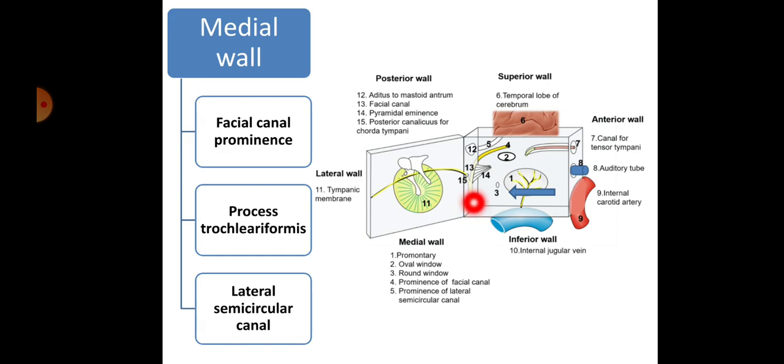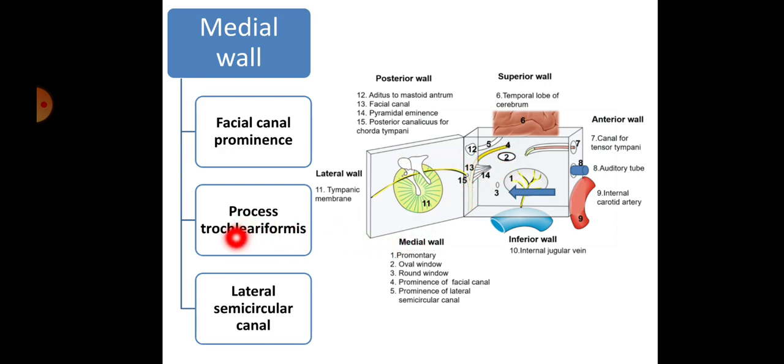This facial nerve is running upwards in the posterior wall. After that, it leaves the posterior wall and enters into the medial wall. When it enters the medial wall, it creates an impression. That impression is called the facial canal prominence.